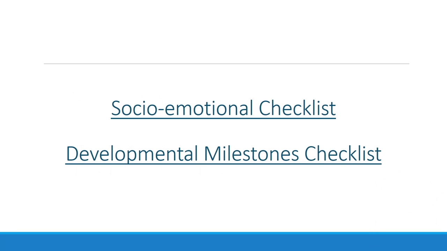Before we begin, it is recommended that you obtain a copy of the Socio-Emotional Checklist and the Developmental Milestones Checklist to refer to later in the training module. The URL, links to the checklists found on the Long Beach CHDP website are provided to you here.